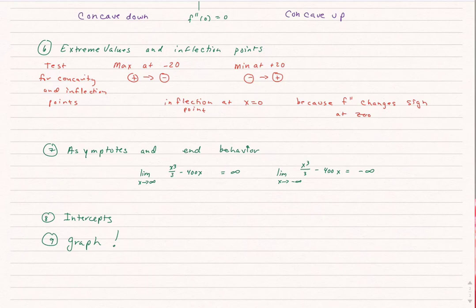If I look at my asymptotes, I don't think I have any asymptotes, but I can look at end behavior. The limit as x goes to infinity of x cubed divided by 3 minus 400x is equal to positive infinity. And if I take that same limit but I let x go to negative infinity, I get negative infinity. The final thing I'm going to do is find an x or y intercept to be able to place this graph somewhere on the xy coordinate system.